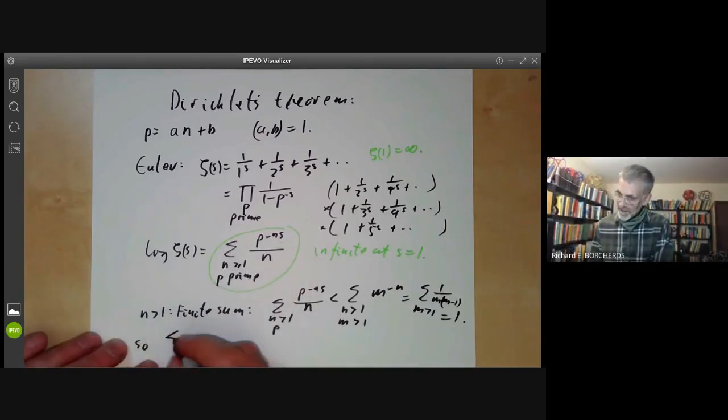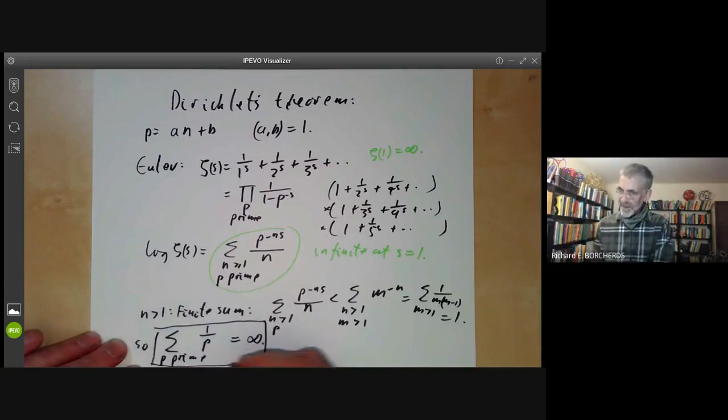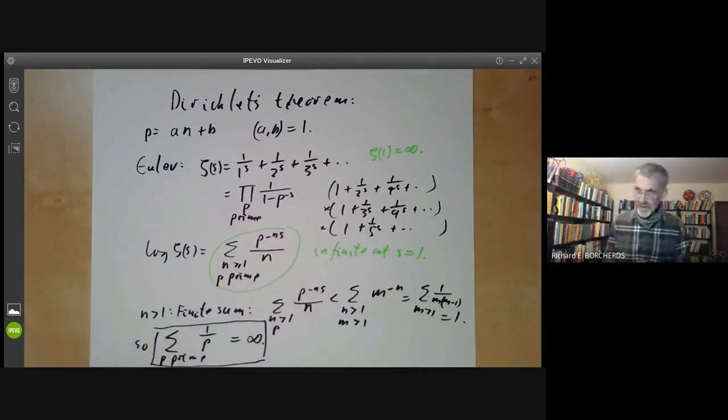So the sum of the terms for n equals 1, which is the sum over terms for p prime, 1 over p, is infinite. So this is Euler's form of the theorem that there are infinitely many primes. Better remark that although this sum is infinite, it's only just infinite. It grows very, very slowly.